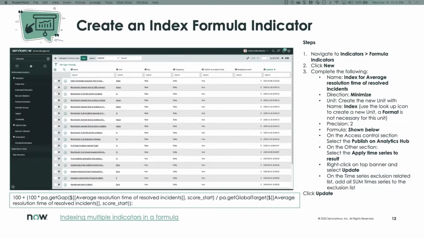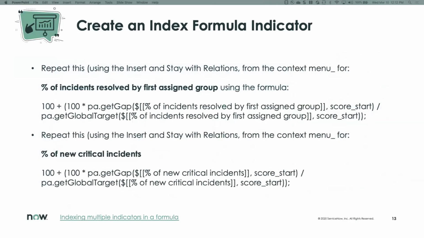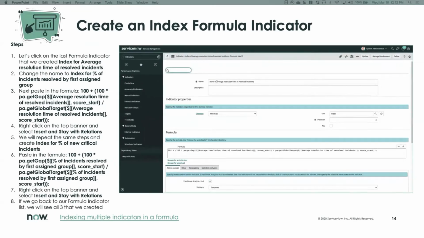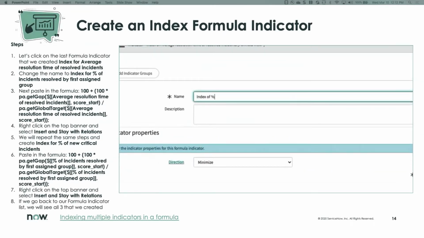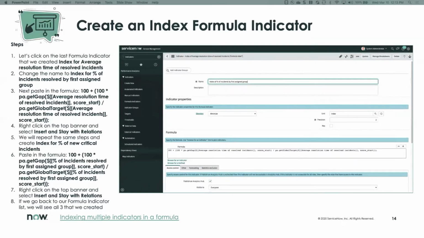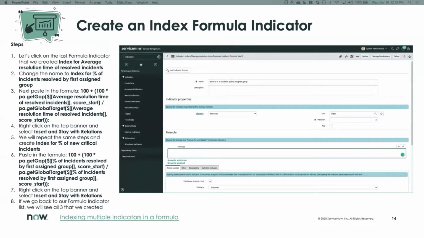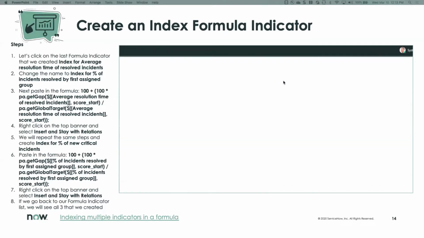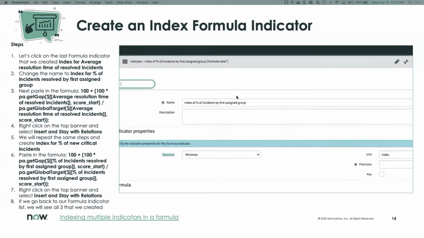So now we're going to do the same exact thing for the other 2. And the easiest way to do this, and what I'm going to utilize, is the insert and stay option. So I will just go right back to that first one that I created, change my name. So now this will be index of % of incidents resolved by first assignment group. And then I think everything will stay the same except for the formula. So I will change that formula, and I'll paste in my other formula, which again, you can see right here, and I'll insert and stay with relation. So it keeps those time series exclusion lists that we want.